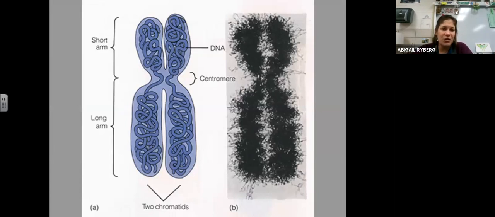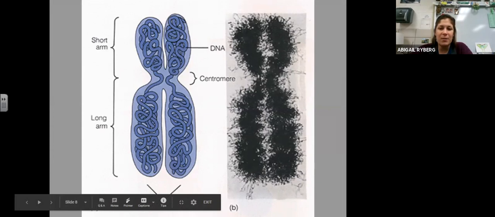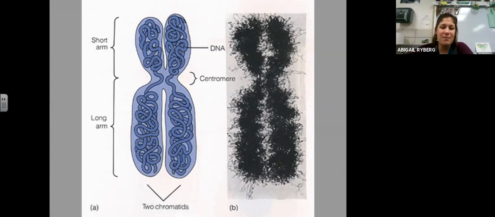Here's just another picture. So, big X shape. And the picture on the right is from an actual microscopic image of a chromosome. So you can see it actually is shaped like an X. It has a left chromatid and a right chromatid. It makes that X shape because it's held together here by the centromere.